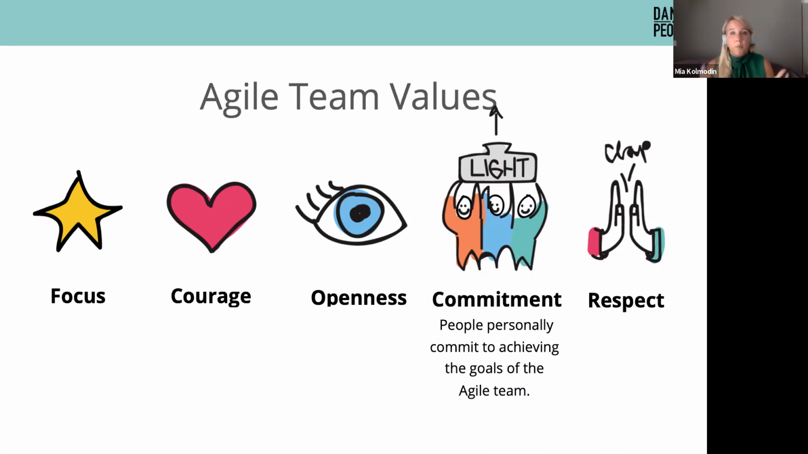And commitment. People personally commit to achieving the goals of the agile team. So this means that everyone in the team is committed to reach the goals. And of course, the team needs to be able to plan and decide on how much they can take in and what is actually needed to reach these goals as well.